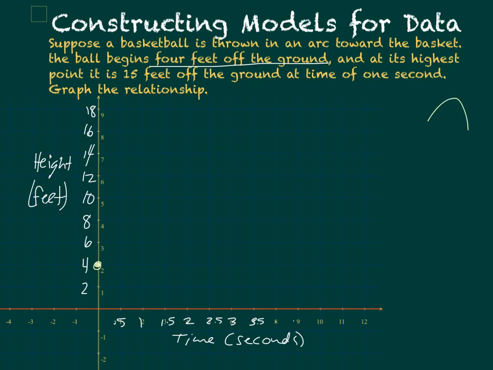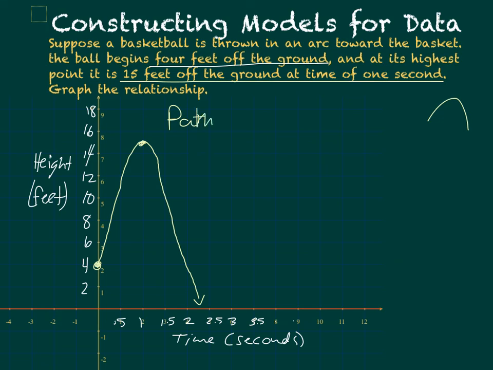So it's going to go to its highest point, 15 feet off the ground at a time of 1 second. So at 1 second, we're going to be about 15 feet off the ground. So that's about right there. And then we're going to go up, and that's its highest point, so we're going to turn back around. So that would be our graph. And then a title for that graph would be maybe path of the basketball. So that would be your final representation of this graph.